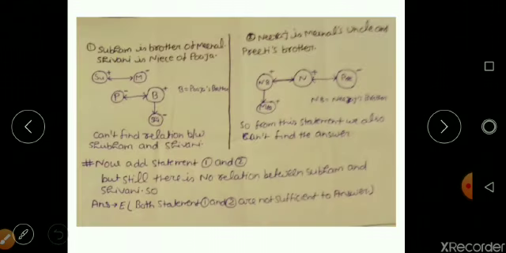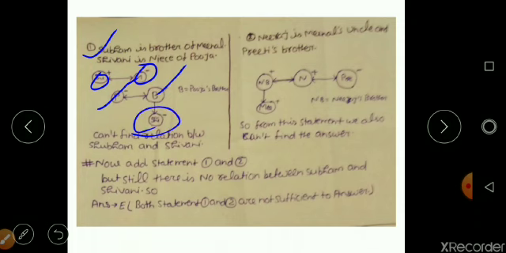So this is the first statement, Subham is brother of Meenal and Shivani is niece of Pooja. How will you draw Subham is brother of Meenal? So this is Subham and this is Meenal. Now Shivani is niece of Pooja. That means Shivani is the daughter of Pooja's brother. So first we will draw Pooja. So here is Pooja, here is Pooja's brother, and here is Shivani. So this will be the diagram for the first statement.